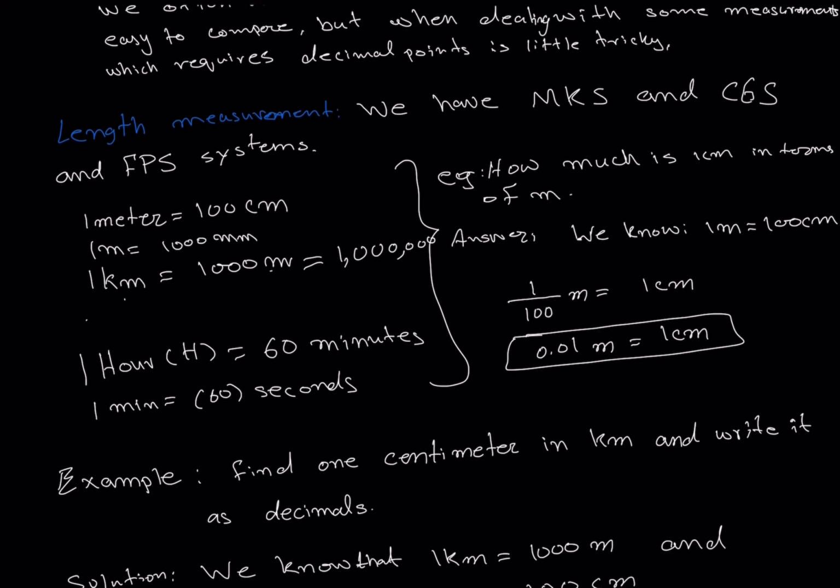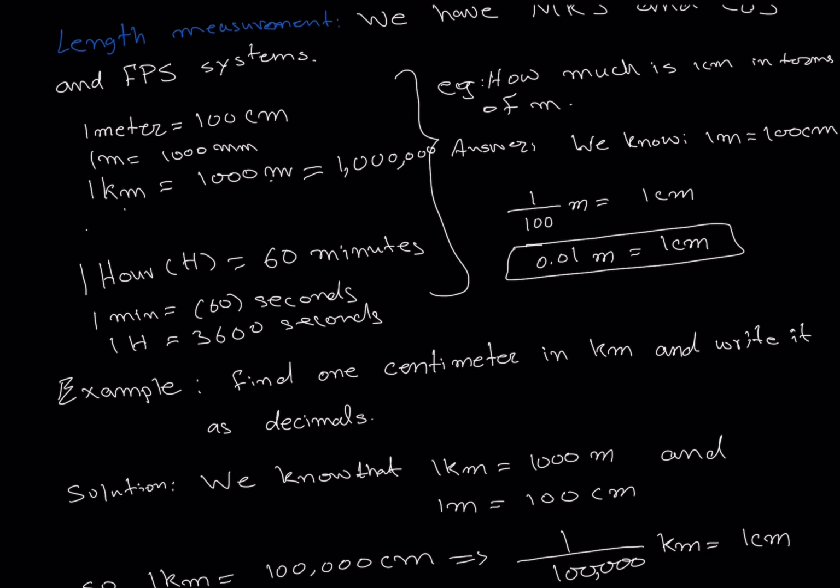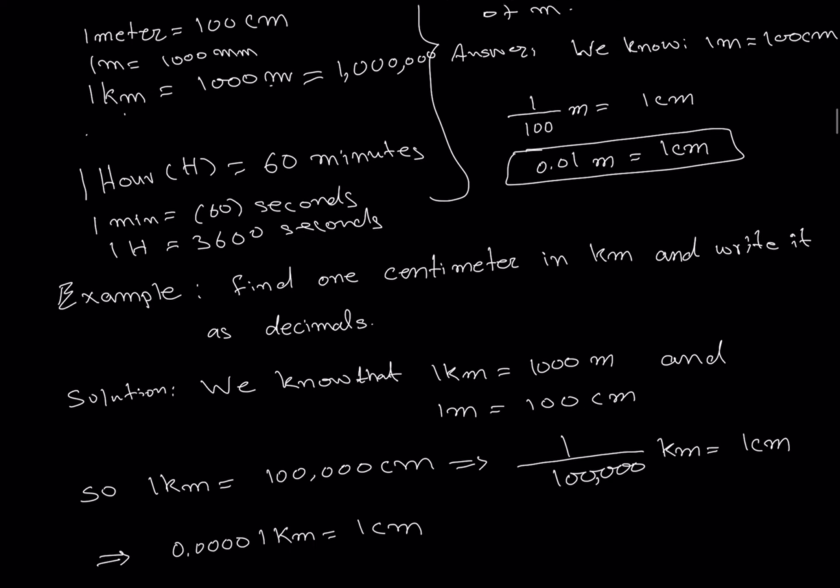Or say, okay, 1 hour is 60 minutes and 1 minute is 60 seconds. And 1 hour is 3,600 seconds. But if you want to find 1 second in terms of hours, how do we do that? There will be a lot of examples coming your way, so be ready for it and try to practice. Example: find 1 centimeter in kilometer and write it as a decimal.